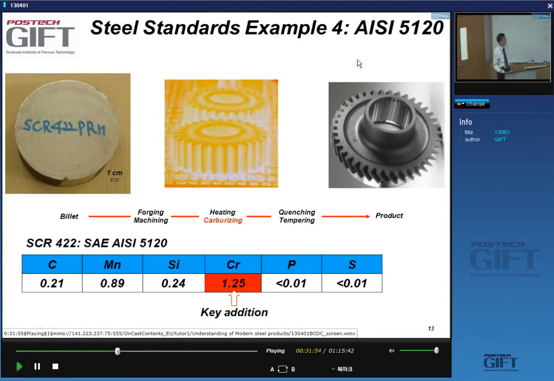So let's have a look here at 5150, yes? So you can see here, as I said, in the US, the last two digits refer to the carbon content times 100, yes? And the very simple reason why we multiply by 100, because then most of our carbon contents, you don't have any decimal points if you have engineering steels, okay?